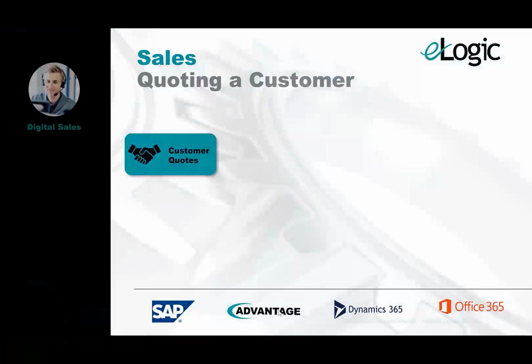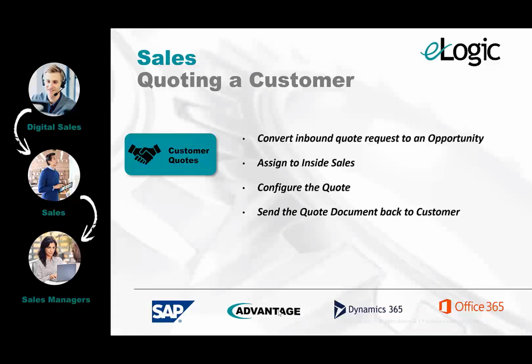In this video, I'm going to cover how the sales team can effectively collaborate to get a configured quote out to the customer. The process is going to begin with an inbound email to the outside salesperson. They're going to take that email, convert it into an opportunity and assign it to the inside salesperson, who's going to pick it up, go configure the quote, and then send an email with that quote back to the customer themselves, copying in the outside salesperson and closing the loop.